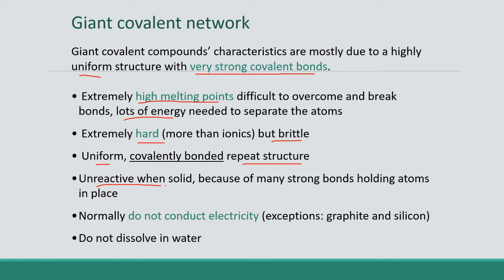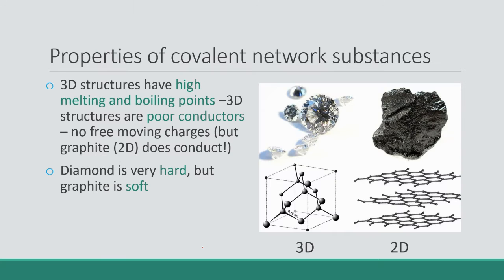They are unreactive when solid because of the many strong bonds holding the atoms in place. They normally do not conduct electricity. Now, you have to be aware of some exceptions to this, such as graphite and silicon. They do not dissolve in water. So, the properties of covalent network substances are a direct consequence of their bonding and structure. They have high melting and boiling points, and they are poor conductors, especially the 3D ones.